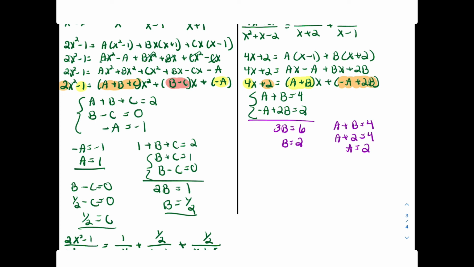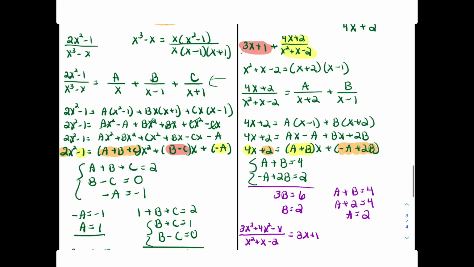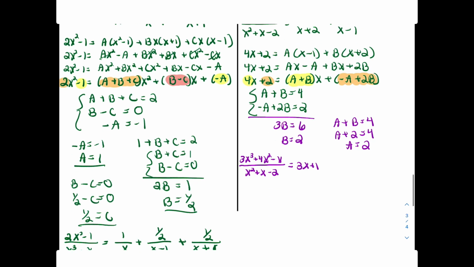So go back to my fraction decomposition. If I go back to my original fraction decomposition, I have my long division result I got. That's that 3x plus 1. Now plus our fractions from the partial fraction decomposition. And that would be our result.